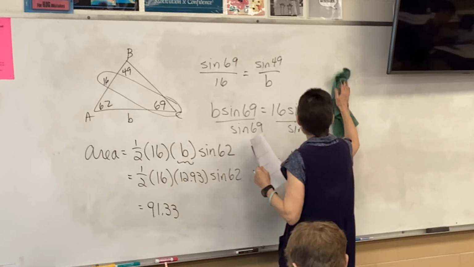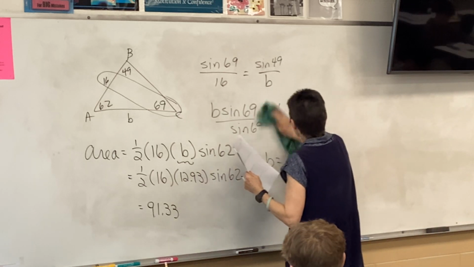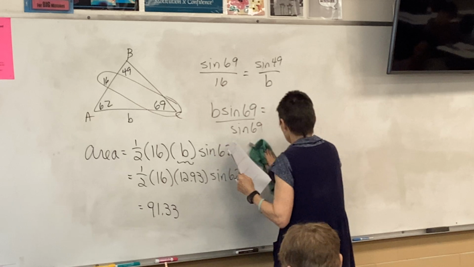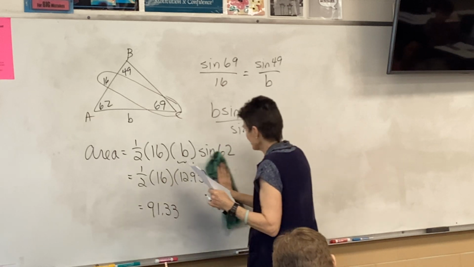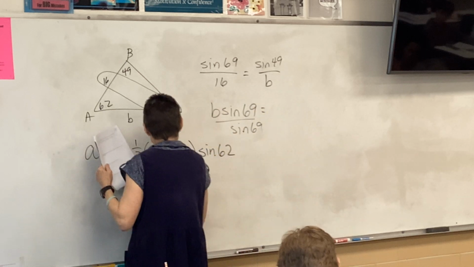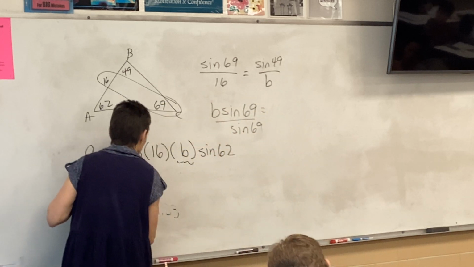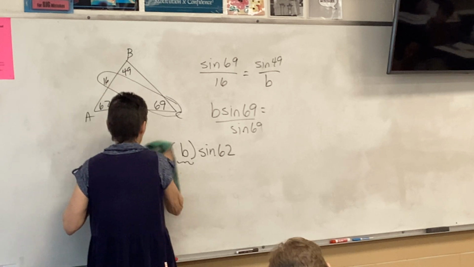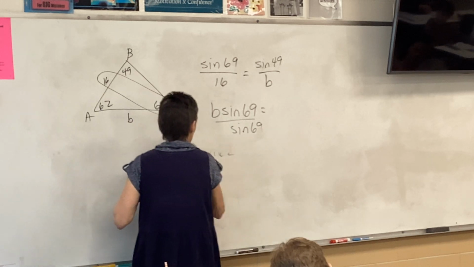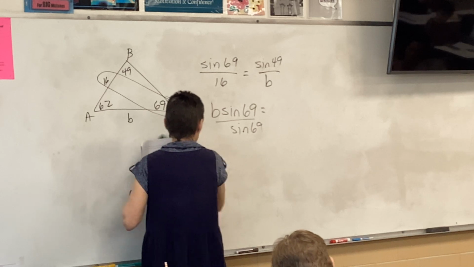Find the area of a regular hexagon inscribed in a circle with a radius of 22 feet. Oh my gosh, what does that even mean? Anybody know what this means? What's a hexagon?